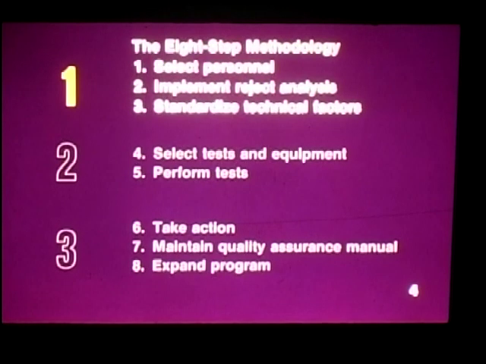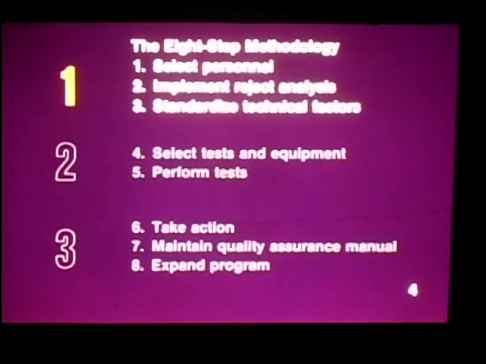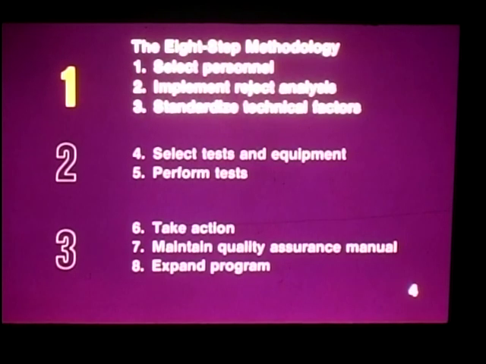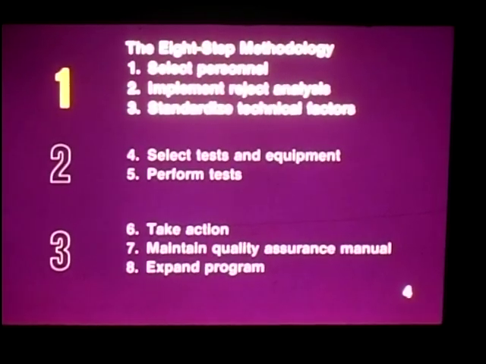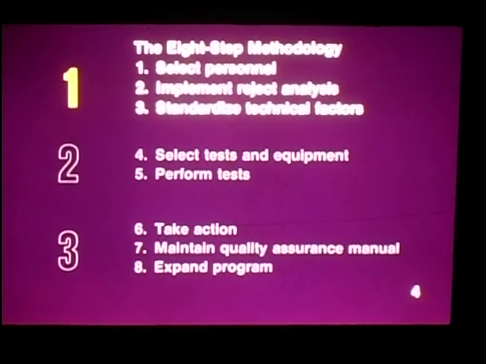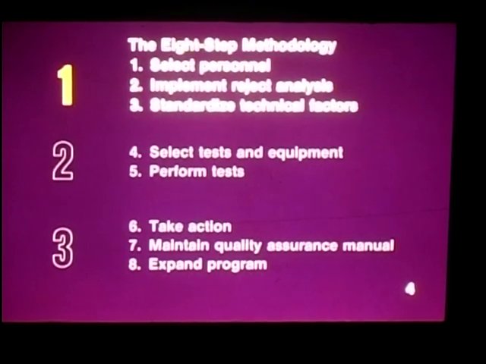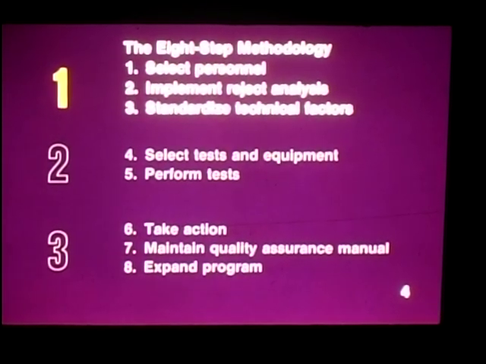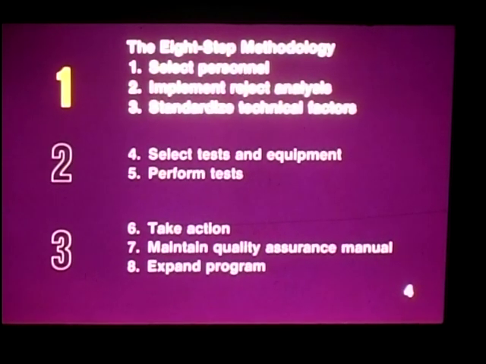In Lesson 2, we'll cover selecting tests and test equipment, as well as the procedures for actually performing quality assurance tests. The last 3 steps are taking action to correct problems, maintaining a quality assurance manual, and expanding the program once it is established. We'll talk about those final steps in Lesson 3. After completing this series, you will have an overview of all the elements of a quality assurance program and the practical knowledge to implement each step in the program.